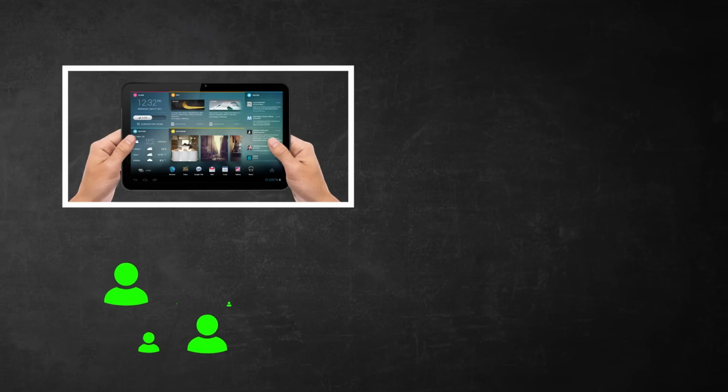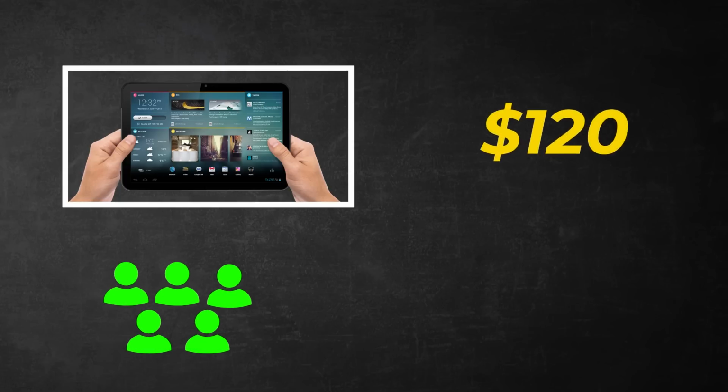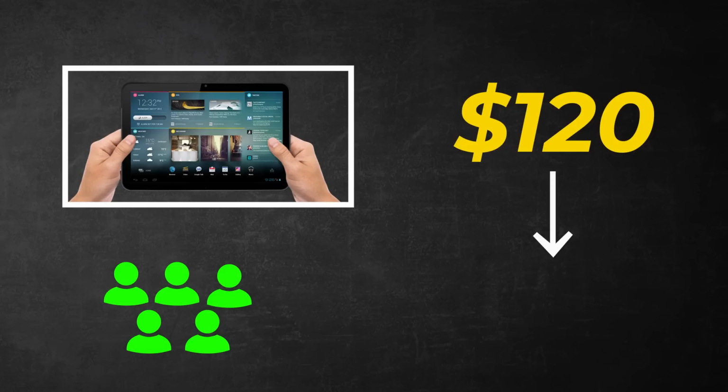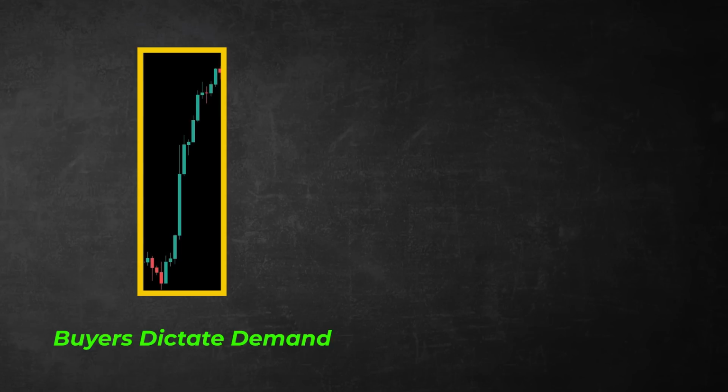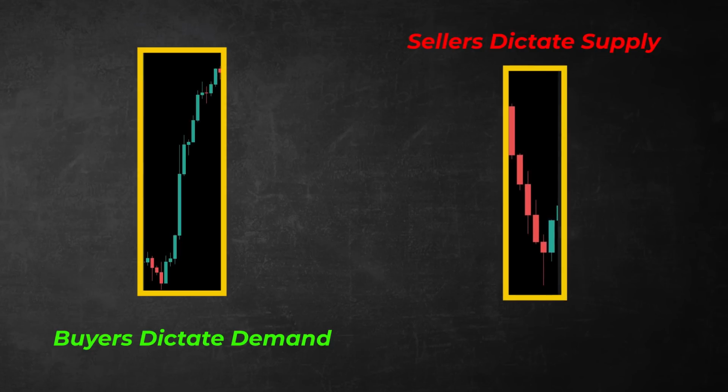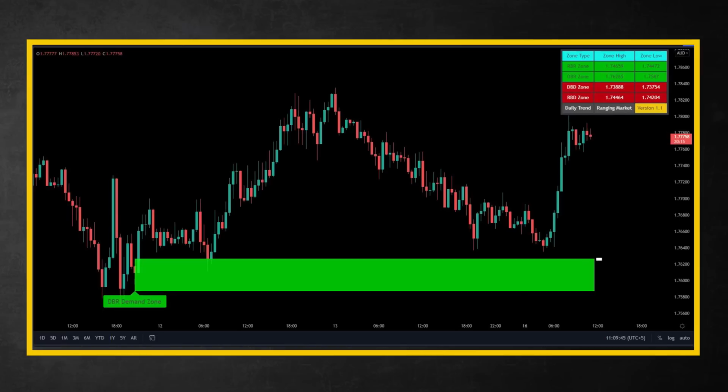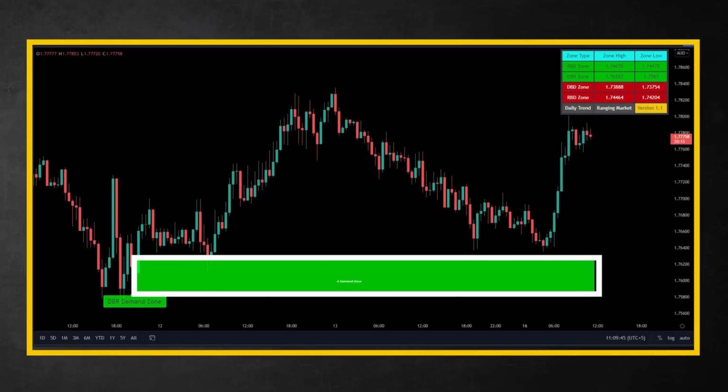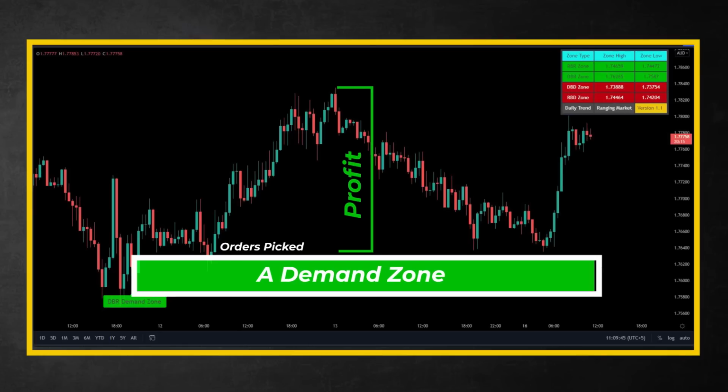Conversely, if there are more buyers than the tablets being produced by the company, the prices will rise because there is a lot of demand in the market. So we can say that these two things are very prominent in supply and demand. Number one, the buyers dictate the demand in the market and the sellers dictate the supply in the market. Now that you know how supply and demand moves the markets, we want to detect the supply and demand zones so that we can trade with institutions and generate profits while day trading.